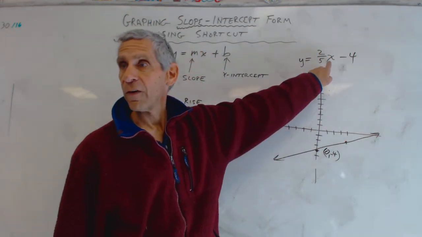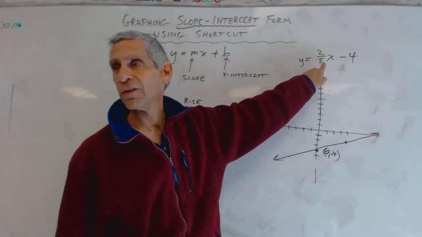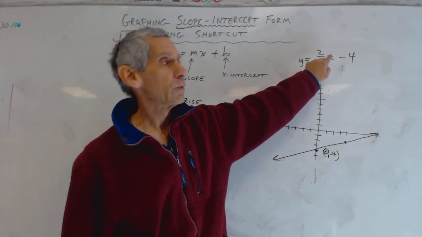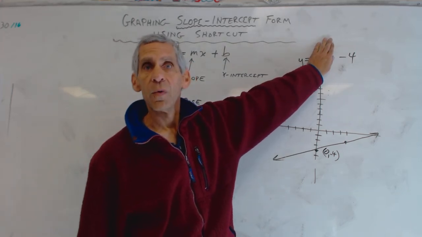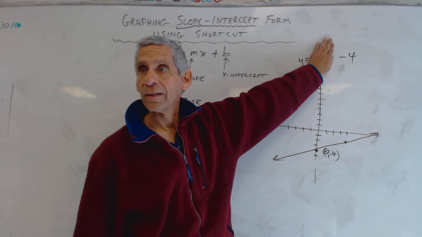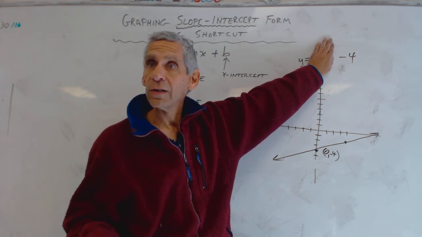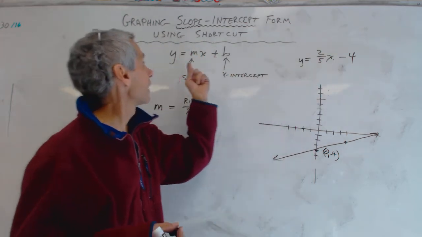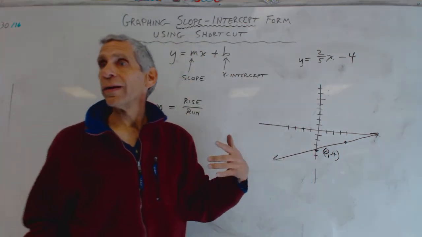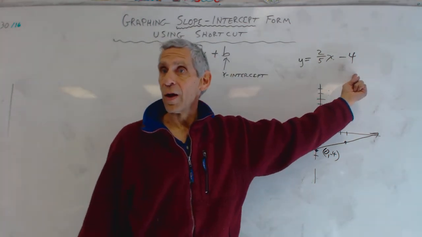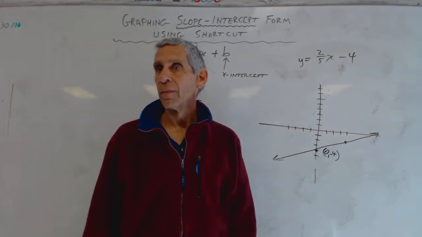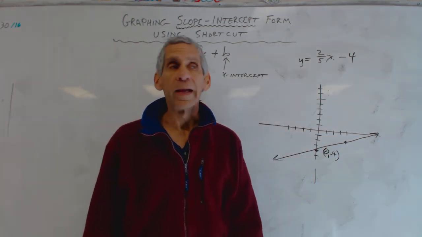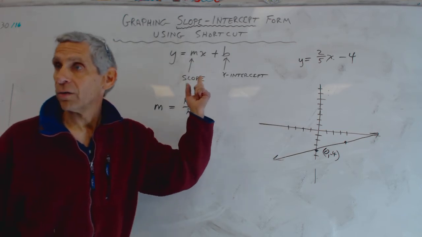Look at this. If x is 0, what's 2/5 times 0? So I'm going to just cover it up. Y is equal to -4. That's a way you can always find your y-intercept. The beauty of this equation and this form is it's already set up. That is your y-intercept, so you don't need to do any solving.